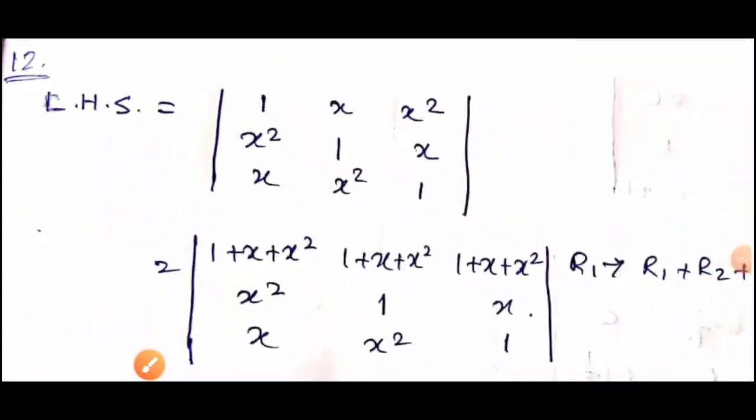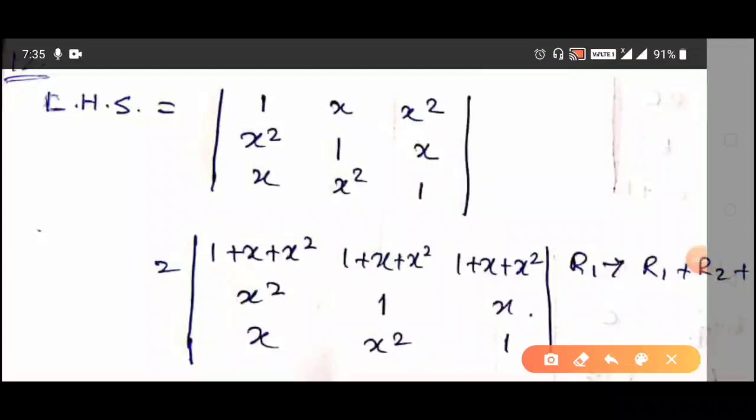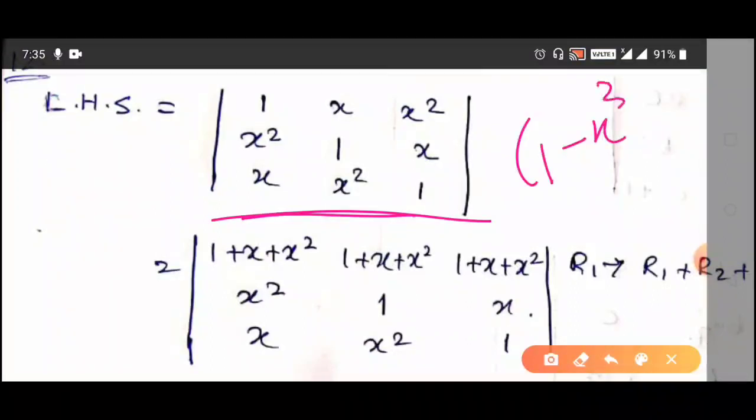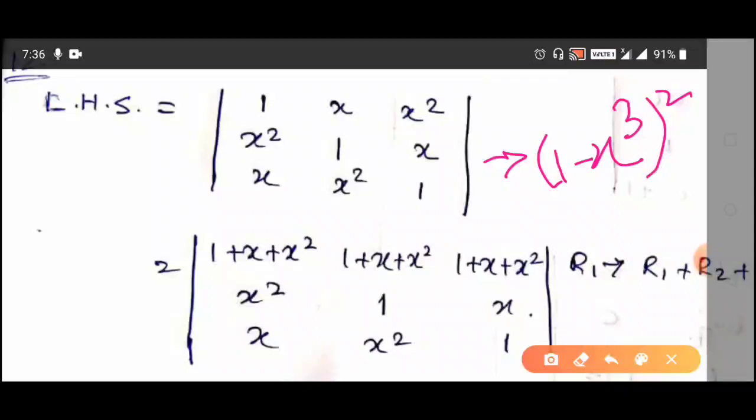Question number 12. In question number 12, this determinant is given. We have to show that this determinant is equal to 1 minus x cube whole square. Now see, in every column the elements are the same. So in this kind of problem we will add row 1, row 2 and row 3. So here we have done row 1 is replaced by row 1 plus row 2 plus row 3.